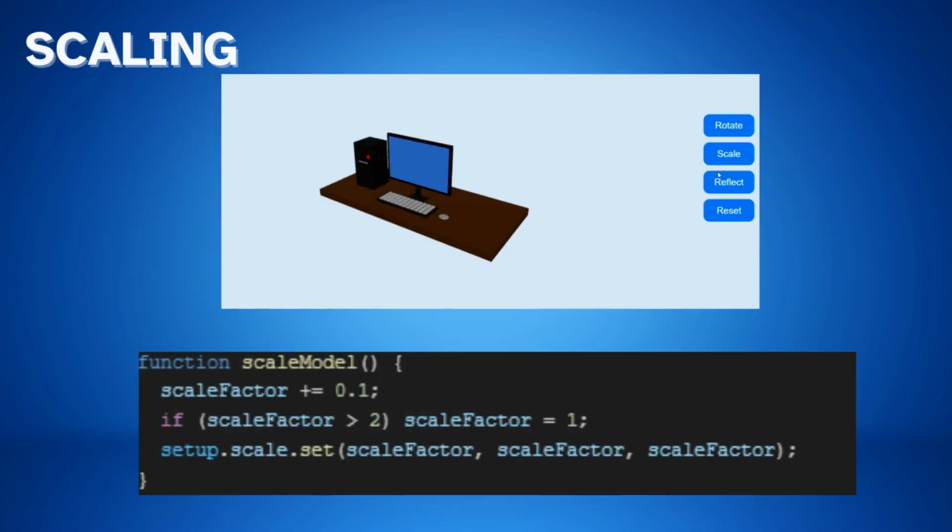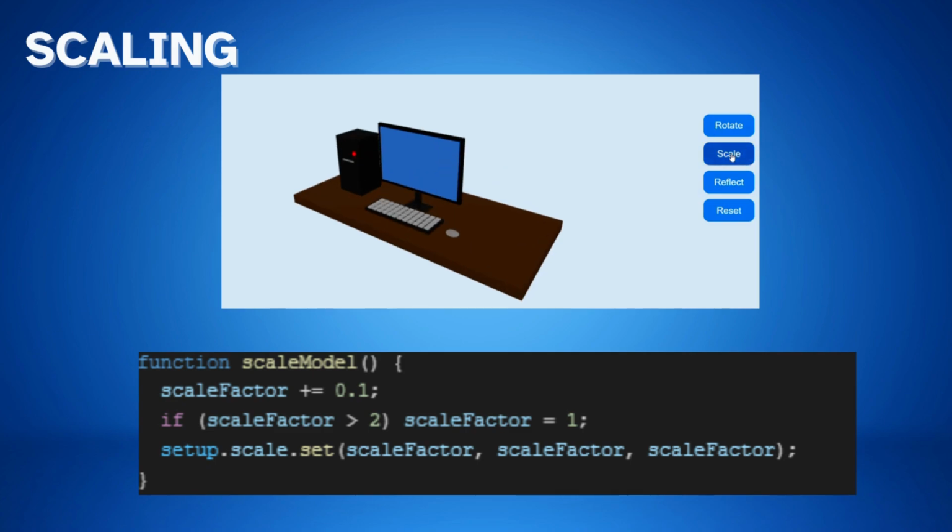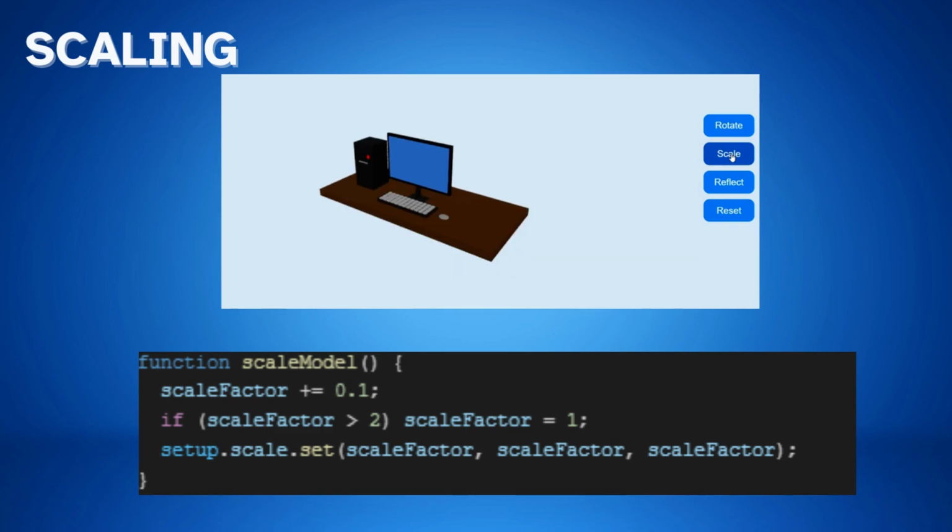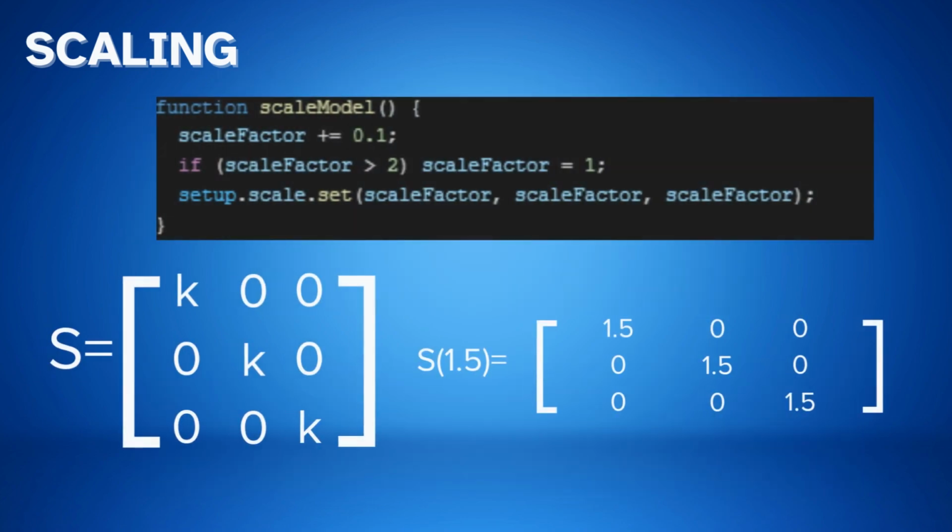Now, we can see that our 3D computer setup is now scaling. Scaling means making the model bigger or smaller, but keeping its shape. Here, in the code, we can see the scale factor starts at 1, or the normal size. Each time we run the function, we add 0.1 so it grows gradually. When the scale factor is equal to 1.5, the object becomes 1.5 times larger in every direction.